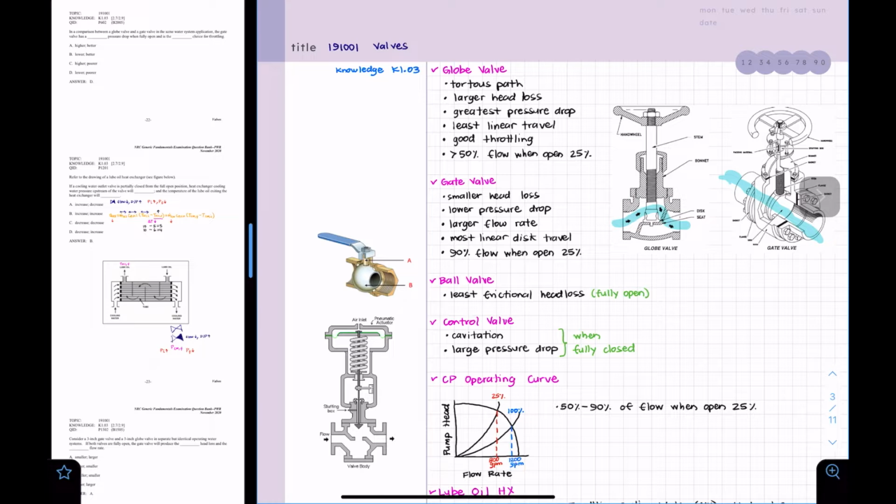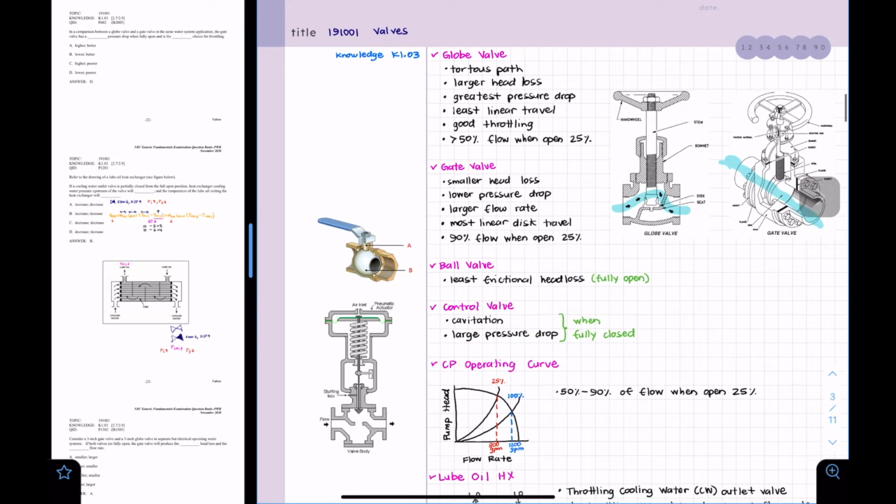Then we're going to have the control valve, and the control valve, as its name says, is used to control the fluid by varying the size of the flow that passes through it. This is an example. So here we can very well control the flow. So this valve, when fully closed, we're going to have cavitation and a large pressure drop. So those are the things that we're going to notice with this valve.